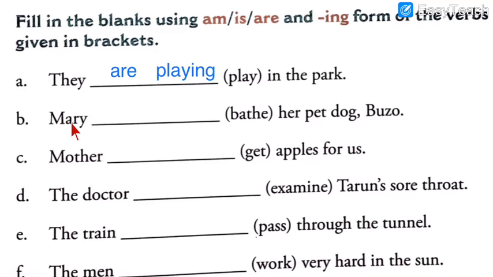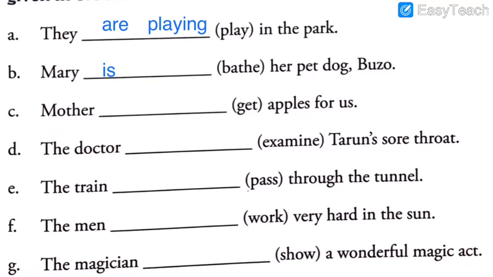Next is sentence B. Mary dashed her pet dog Buzo. So similarly, bath will become bathing. So Mary is. Helping verb will be is. Why is? Because Mary is only one girl, the name of one girl, right? So whenever singular is there, at that time we have to use is. Mary is bathing her pet dog Buzo.